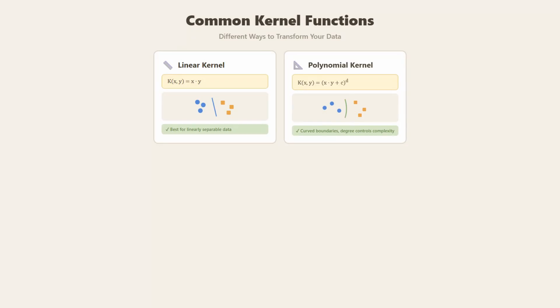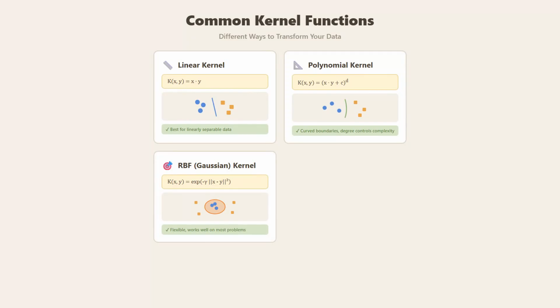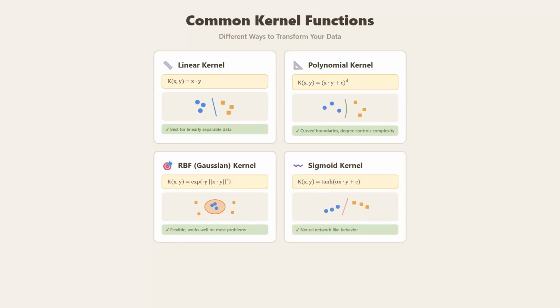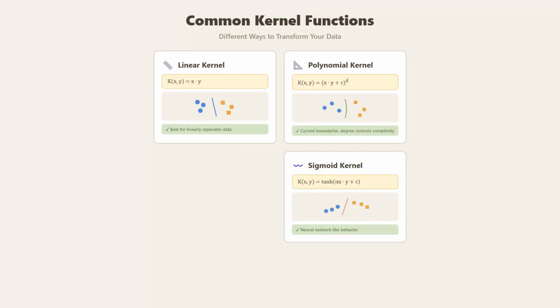First, we have the linear kernel, which is simply the dot product of two vectors, x dot y. This is equivalent to not using any transformation at all. It creates straight-line decision boundaries and works best when your data is already linearly separable. It's also the fastest option computationally.